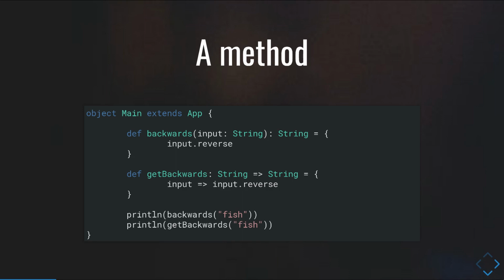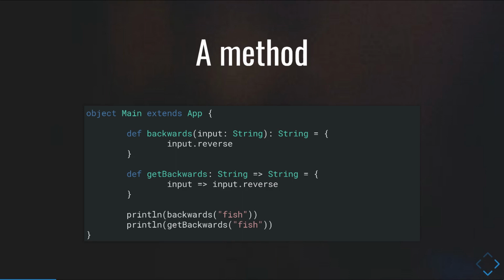Let's illustrate this with an example. So here we have backwards, which is a method that returns a string. We know this because the return type is a string. Hail the static typing. getBackwards is a method that takes no arguments and returns a function of string to string. That is, the return type is a function with the same signature as backwards. It takes a string and returns a string. Now you can use these in the same way. Applying them with an argument yields a result that you can print or do whatever you want with.